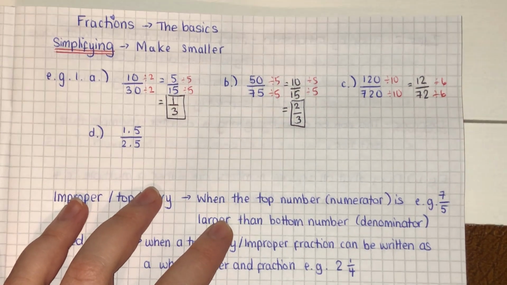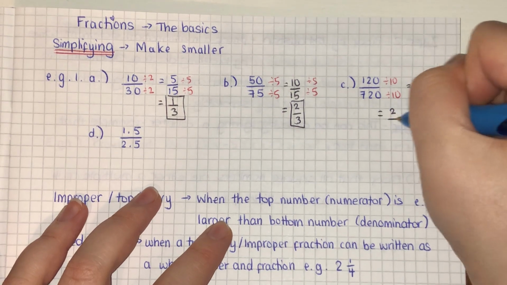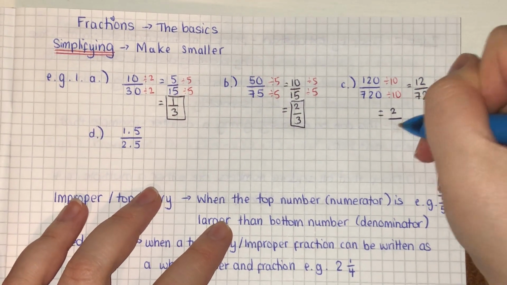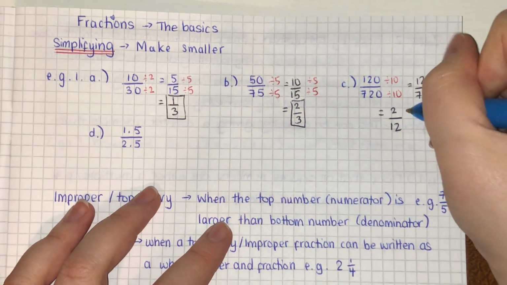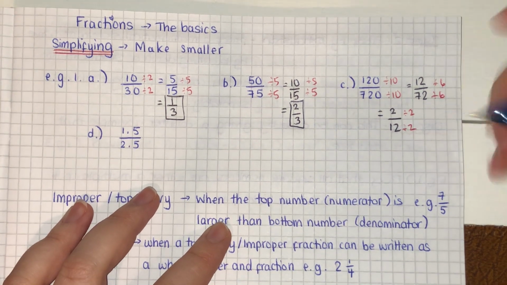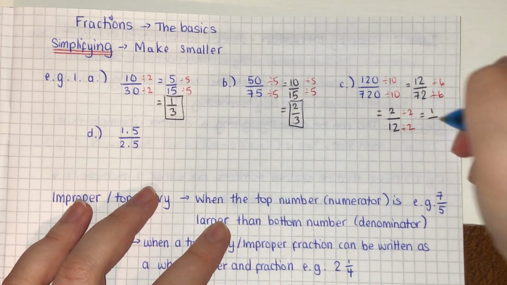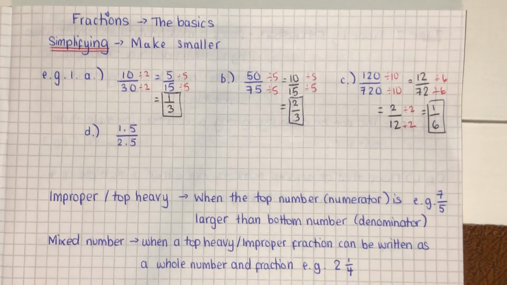So divide both by 6. So 12 divided by 6 gives you 2, and 72 divided by 6 gives you 12. Okay, they're still both even, so it can actually simplify even more. So we can divide them both by 2. And we get 1 out of 6. Okay, and that can't simplify anymore.